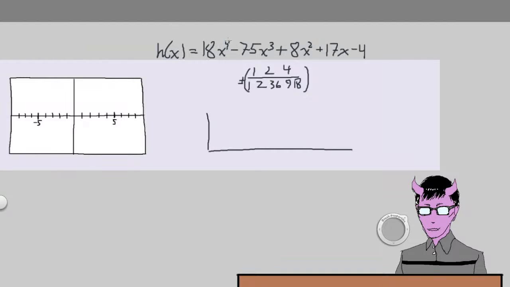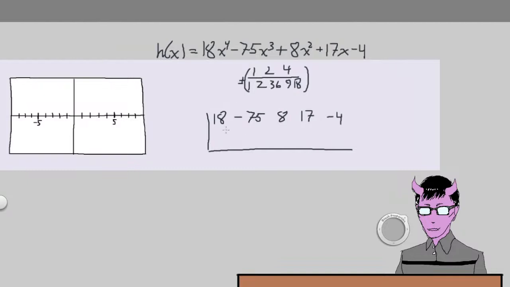Alright, so we have 4, 3, 2, 1, 0. All terms are present and accounted for. So let's extract the coefficients: 18, negative 75, positive 8, positive 17, and then negative 4. Since I messed up the signs twice already, I'm going to double check to make sure my signs are correct. Okay.